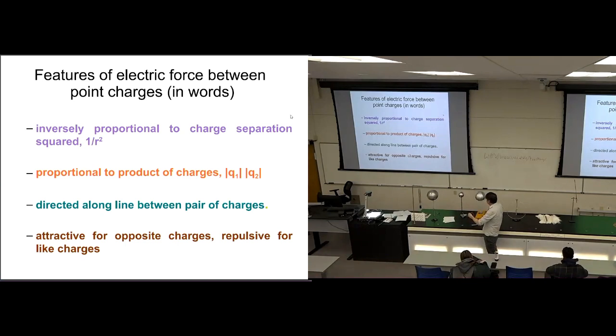And finally, I just mentioned this one here. It encodes with plus and minus signs mathematically the fact that like charges repel one another, whereas unlike charges attract one another. This key feature of electricity is quite different from gravity.